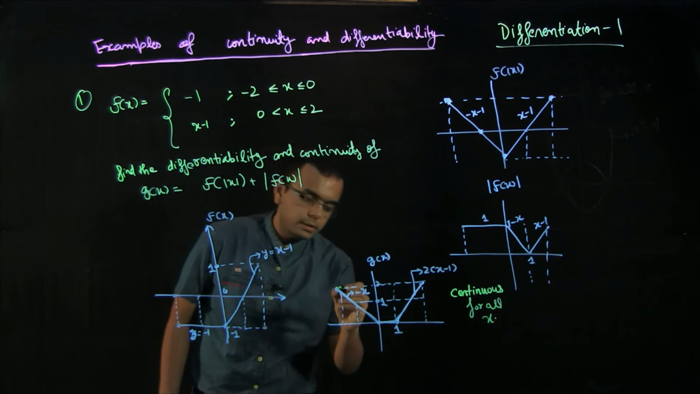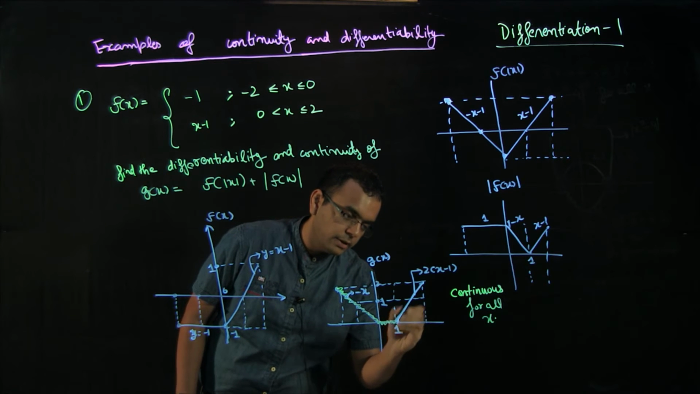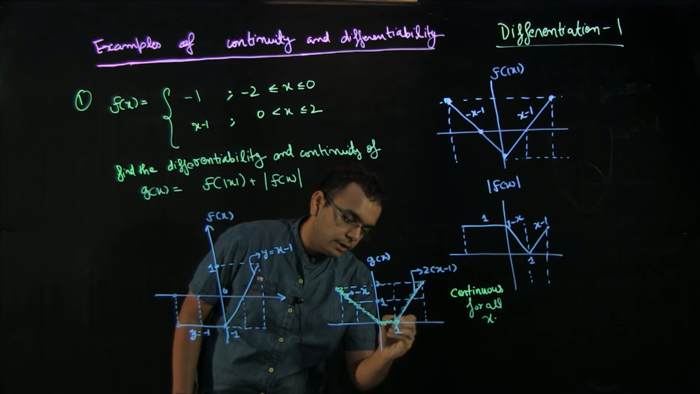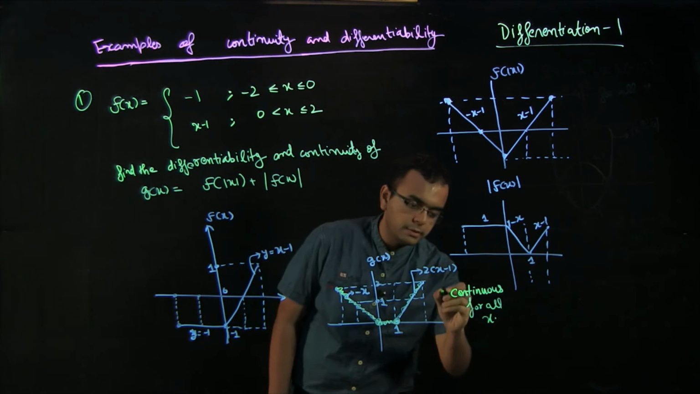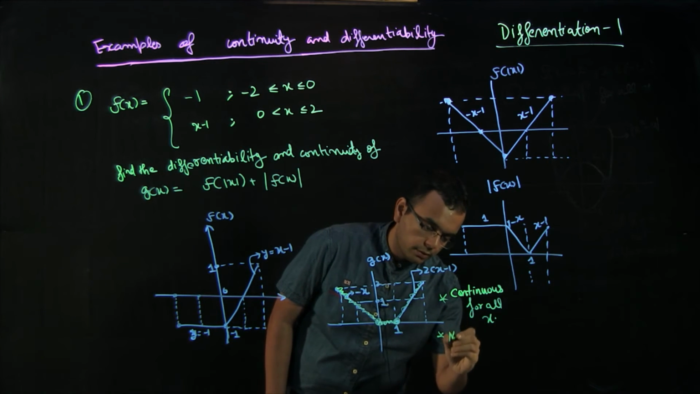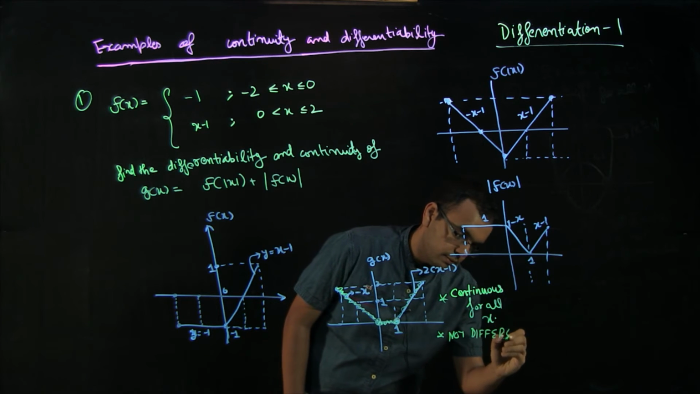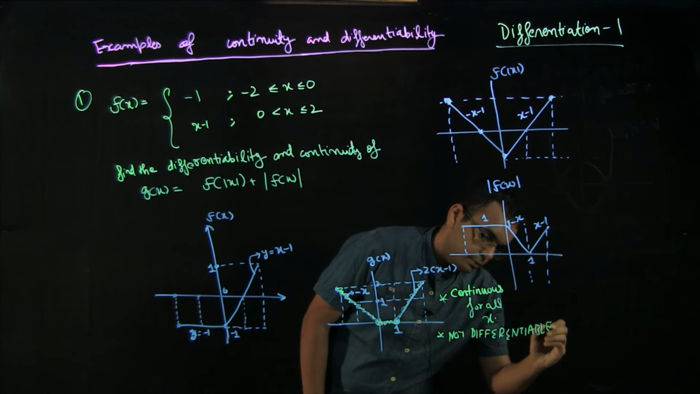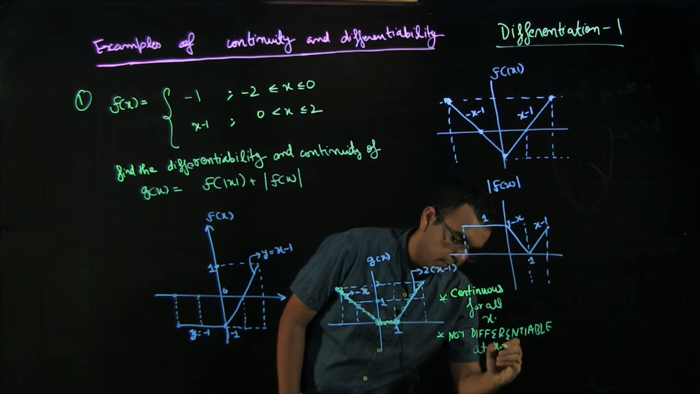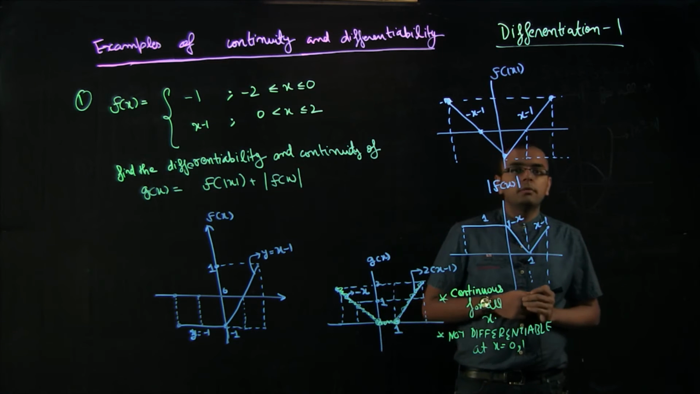Then the function seems to have like some corner here, right? There is a corner here and there is a corner here. So it is not differentiable at x equal to 0, 1.